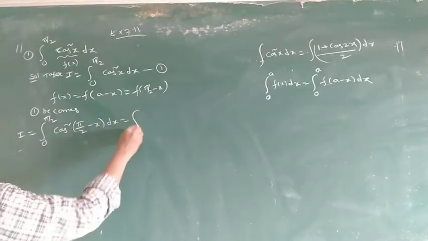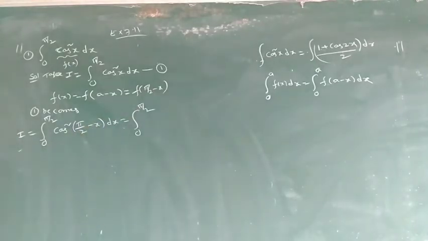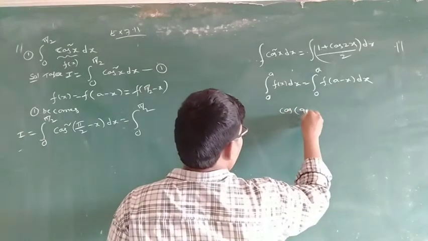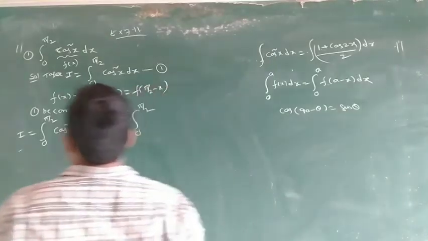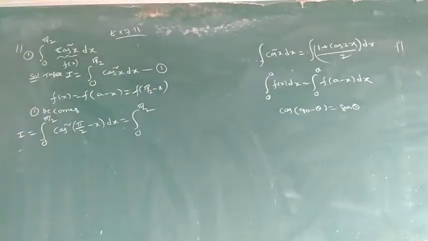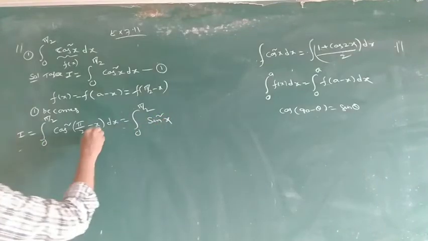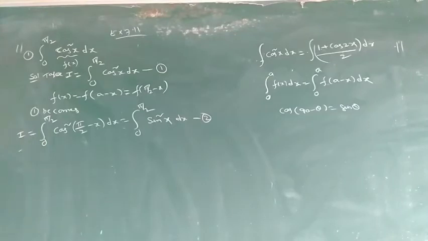So integral 0 to pi by 2 of cos 90 minus theta. Cos 90 minus theta is equal to sin theta. So cos square 90 minus theta is equal to sin square theta, so sin square x dx. This is equation number 2. Now 1 plus 2.